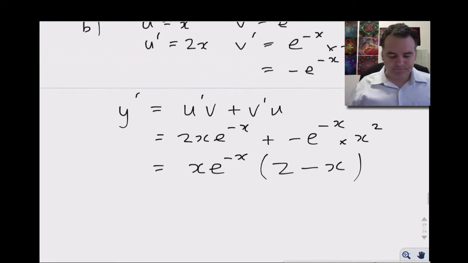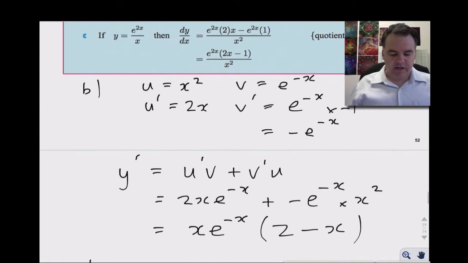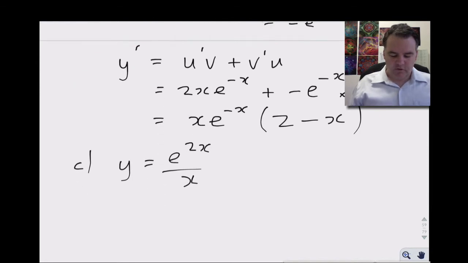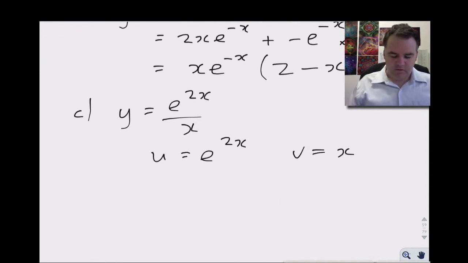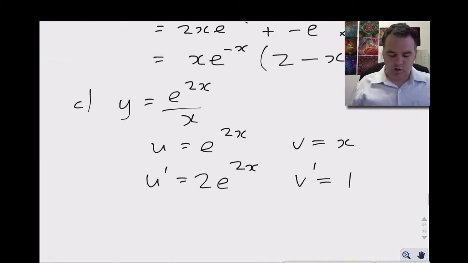Okay, let's do C, which is using the quotient rule, and this one is e to the 2x over x. I know you got the answer there, I'm just going through it. So u is e to the 2x, and v is equal to x. So u dash, here again we're going to use the chain rule, is 2 e to the 2x. Again, just the derivative, write down the original question times by the derivative of 2x. And v dash is 1.